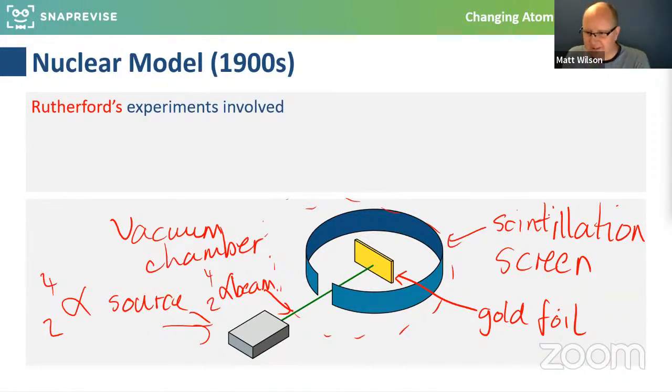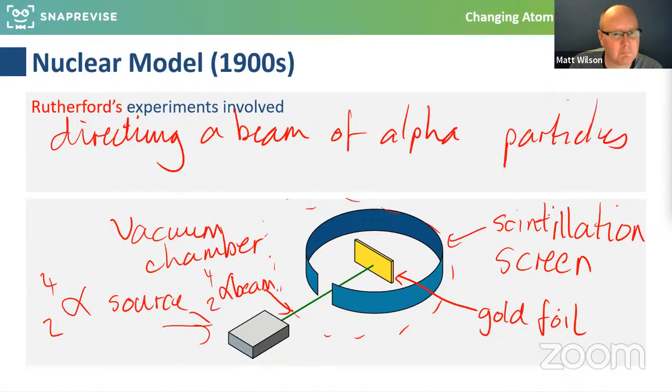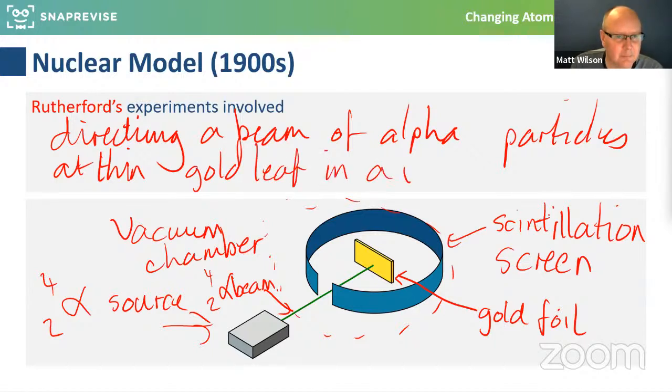So just to summarize what he did, and then we'll talk about what he found out. Rutherford's experiments involved directing a beam of alpha particles at thin gold leaf in a vacuum. So yes, they fired positively charged alpha particles at a very thin sheet of gold.